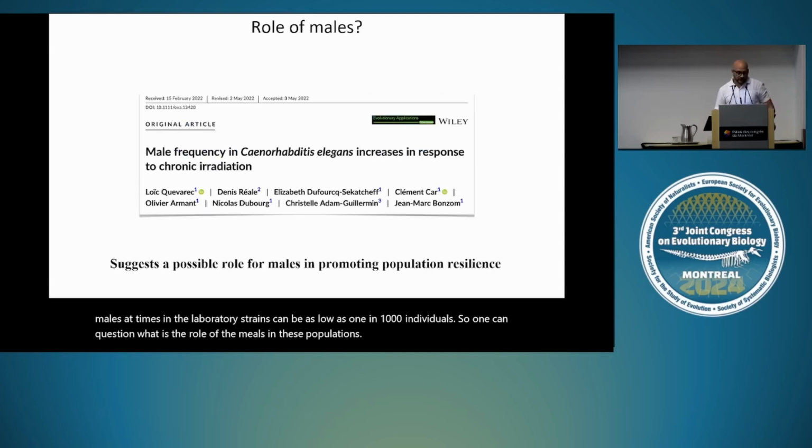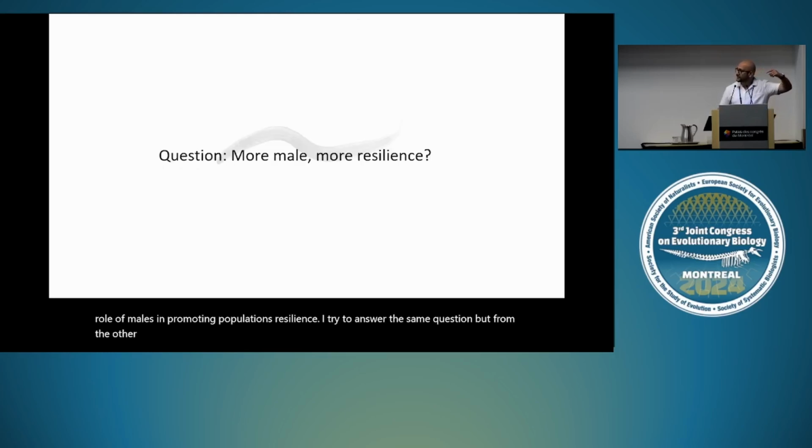So one can question what is the role of the males in these populations. Well, studies have found that the frequency of males increases in response to any kind of chronic stress. For example, in this paper in 2022, they showed that when there was chronic irradiation, the male frequency increased in the population, which suggests a possible role of males in promoting population resilience. I try to answer the same question, but from the other end, asking, do more males make you more resilient to some kinds of stress?